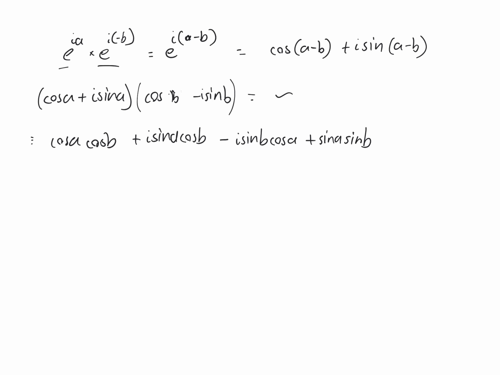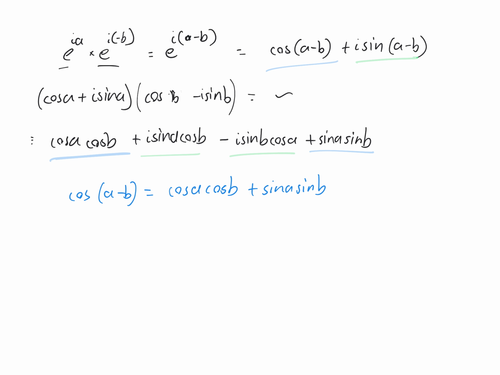So this equals that. Let's expand the entire thing. We get cos A cos B plus i sine A cos B minus i sine B cos A. And then we've got a negative i multiplied by i. That's negative 1, which becomes a positive 1, so positive sine A sine B. Group all the real parts. I'm going to skip a few steps here. That's real, that's imaginary. Group all of them together. We get cos(A minus B) equals cos A cos B plus sine A sine B.